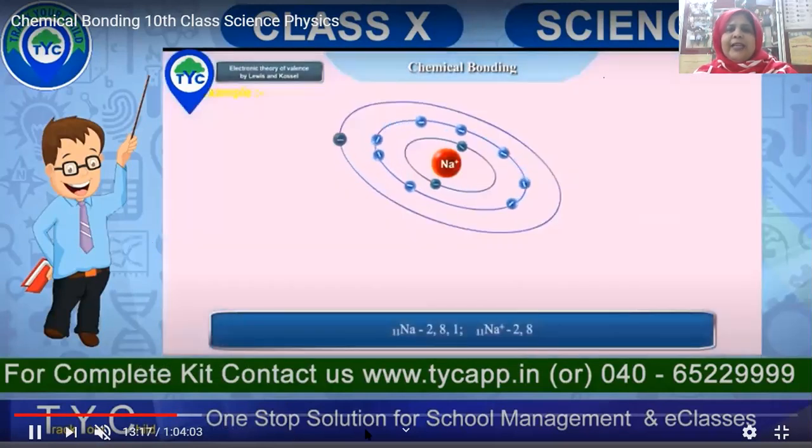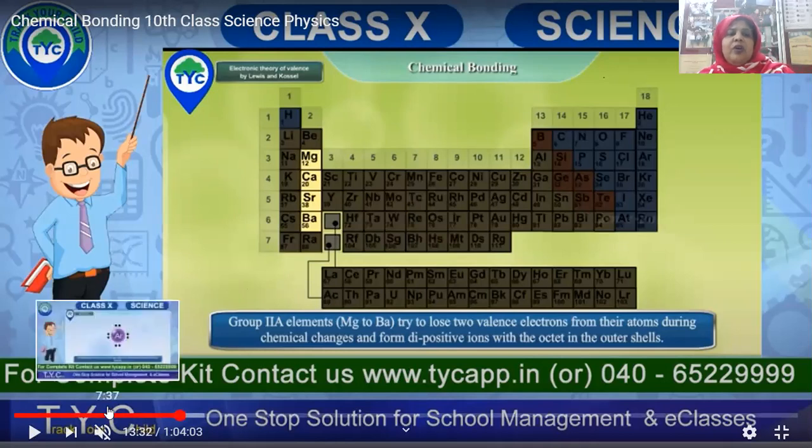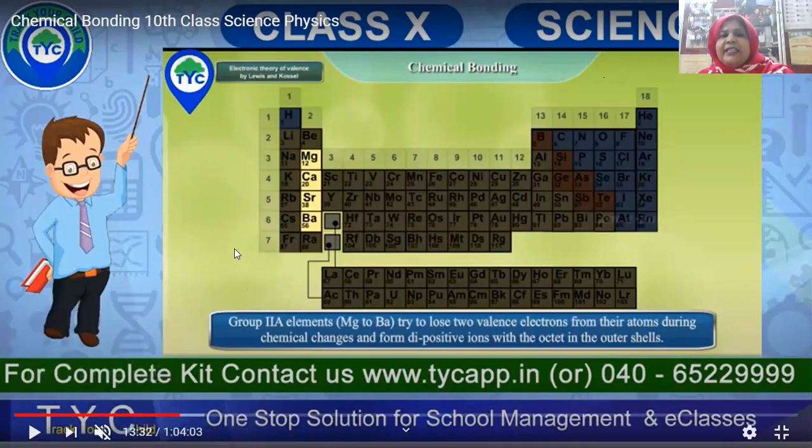So let's look at this example. In this example, you see that sodium's configuration is written as 2, 8, and 1. So the innermost shell has got 2 electrons. Okay. So then it has got 8 and it's ready to lose 1 electron. Similarly, if you come to group 2, the elements, that is magnesium, barium, they try to lose 2 valence electrons. They have got 2 electrons in their outermost shell and they are called dipositive ions.